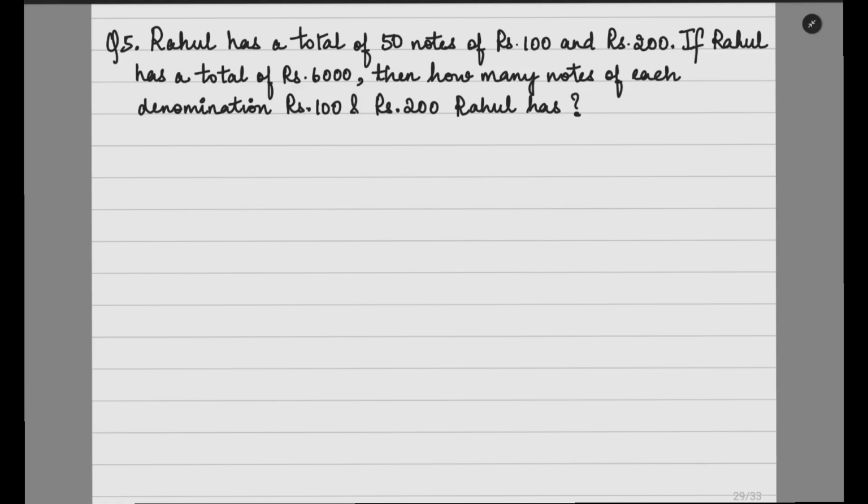Just assume that the number of 100 rupee notes be X and the number of 200 rupee notes be Y, because that is what is asked. You are asked how many notes of each denomination, isn't it? And then you have a total number of notes. So X plus Y is equal to 50. And if he has a total of 6,000, how many? So it's a very similar question, similar to the age problem and similar to the fraction problem. Do try and do comment your answer.